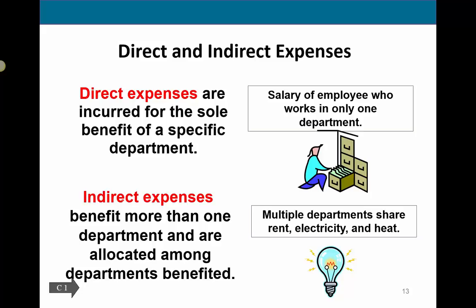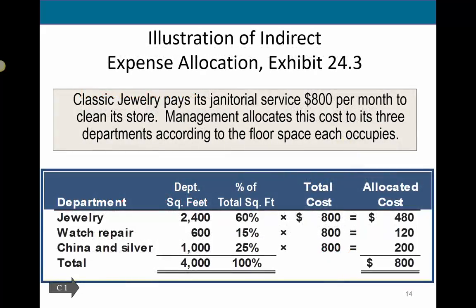So typically the electricity bill is for everyone. All right, so that's indirect. And so then with that, as we have indirect expenses, this is an illustration of how indirect expenses are allocated. Let's say we have three different departments here. We have the jewelry department, the watch repair department, and the china and silver department. They take up certain space within a retail store, a big store, right? 4,000 square foot. Actually, that may not be too big, especially compared to Walmart's, right?